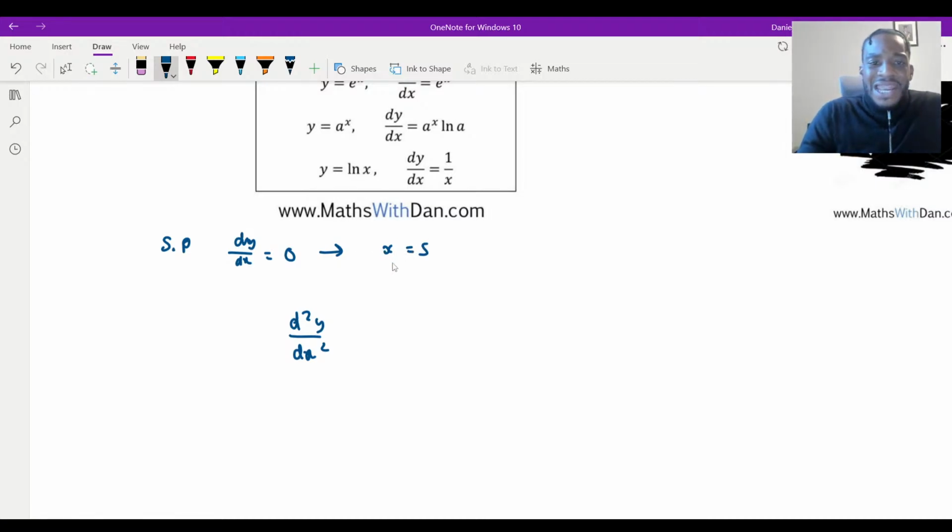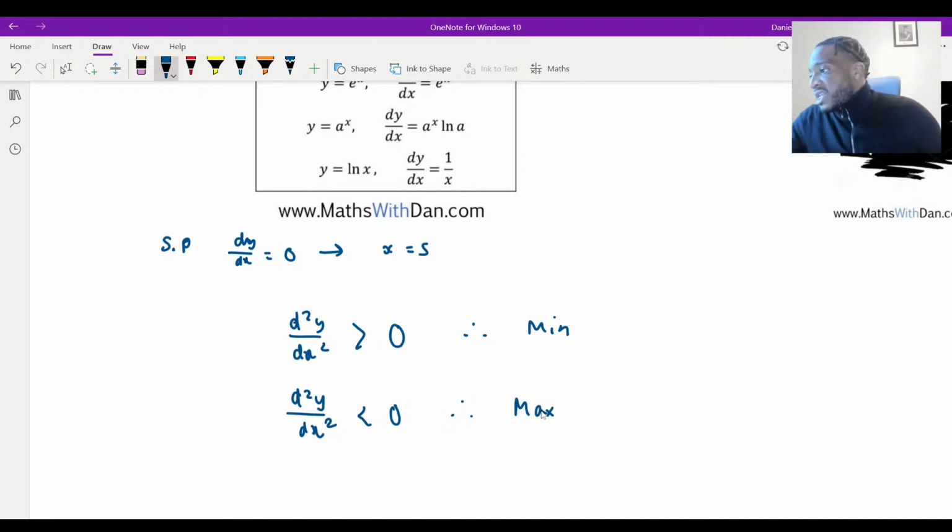Now, if you want to see, right now this is a stationary point. We don't know whether it's a max or a min. What the second derivative does is act like a verifier. If you plug that in and you get something greater than 0, that means you're dealing with a minimum point. If you plug in 5 and you get less than 0, that means it's a max. So the second derivative determines the nature.